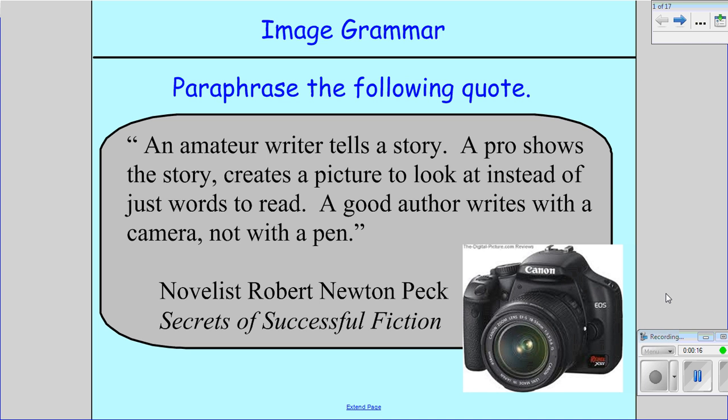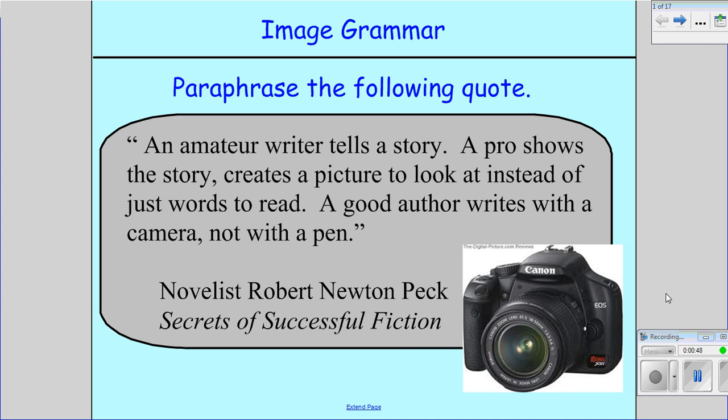What I'd like for you to do first is paraphrase the following quote. It says, an amateur writer tells a story, a pro shows the story, creates a picture to look at instead of just words to read. A good author writes with a camera, not with a pen. This was written by novelist Robert Newton Peck. Please go ahead and take a minute to think about what he is trying to say and jot down your thoughts in your writer's notebook. Please start the video again once you've done that.